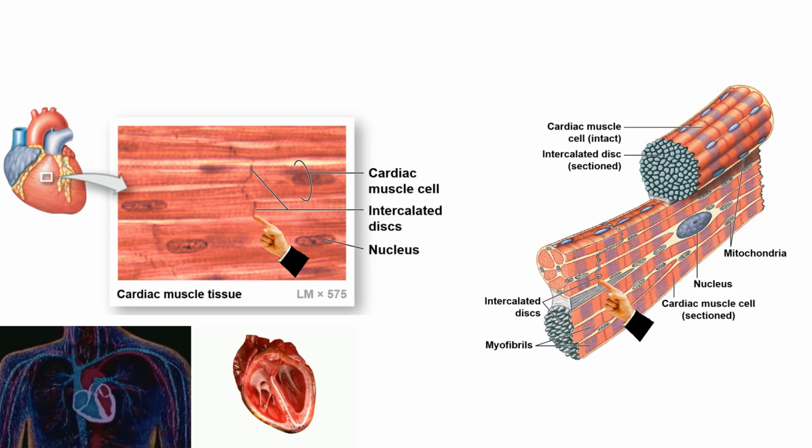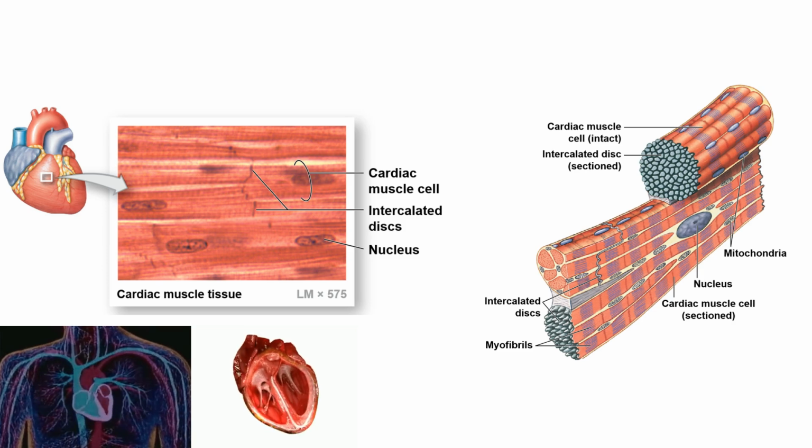The power of intercalated discs. The most defining feature of cardiac muscle is the intercalated disc. These are specialized junctions where the ends of individual cardiac cells lock together. They serve a dual purpose: structural support. They physically anchor the cells together so the heart doesn't pull itself apart during a powerful contraction. Electrical communication. They allow electrical signals to pass almost instantly from one cell to the next, ensuring the entire heart muscle contracts as a single coordinated unit.